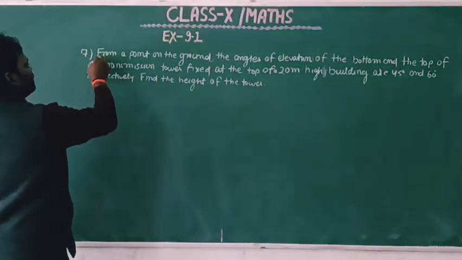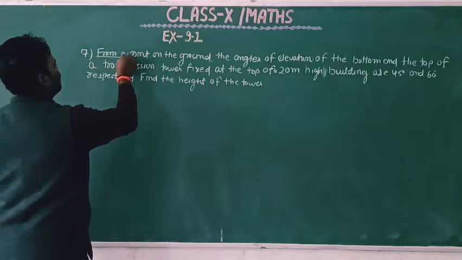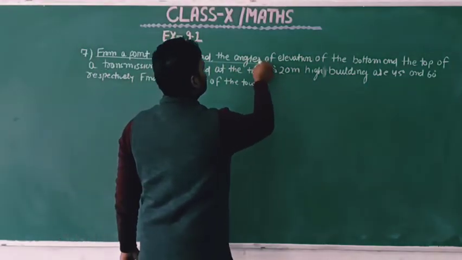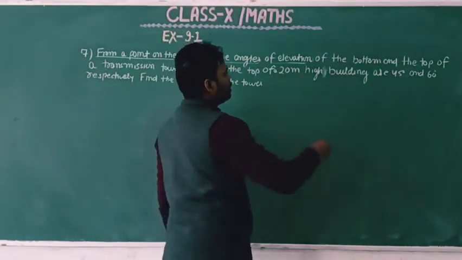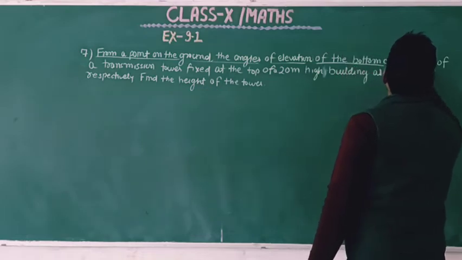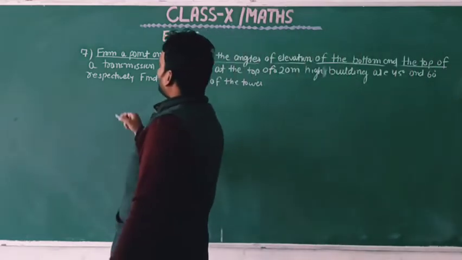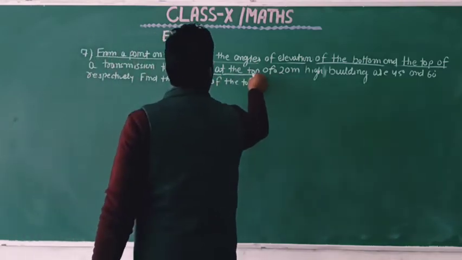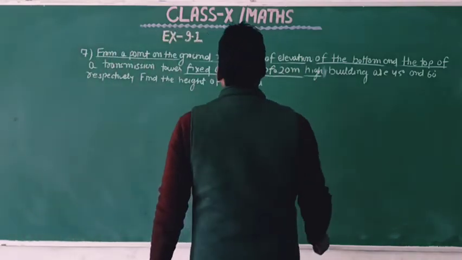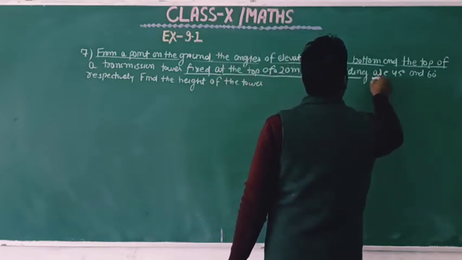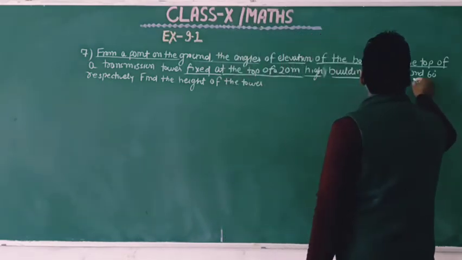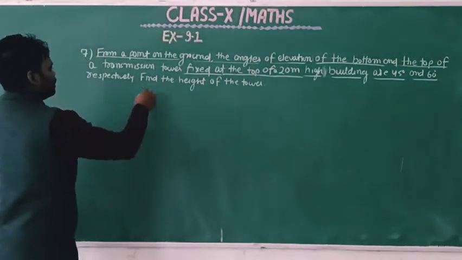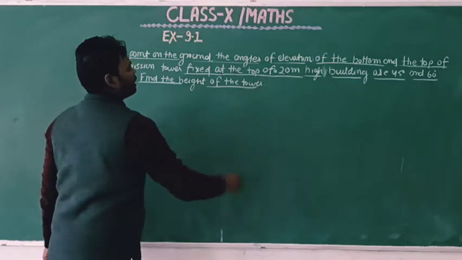In this question, it has been said that from a point on the ground, the angles of elevation of the bottom and top of a transmission tower fixed at the top of a 20-meter high building are 45 and 60 degree respectively. Then find the height of the tower.